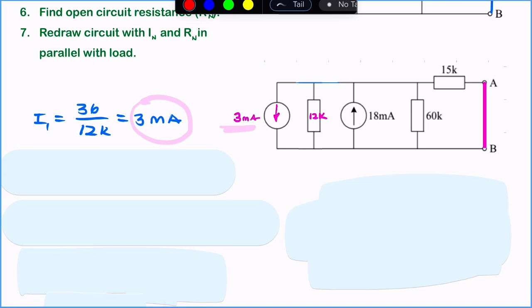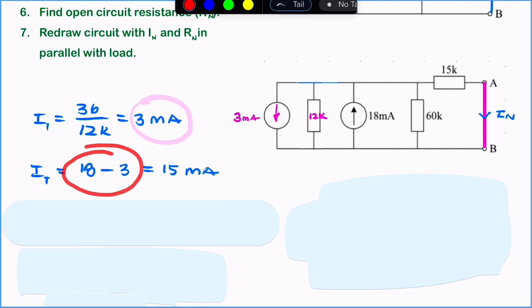Now it's still a little bit tricky finding the current passing through the short-circuited load. So what you can do is, when you have 2 current sources in parallel, simply add the currents together. And they're in opposite directions, so the total current will be 18 subtract 3. So that's 15 milliamps.